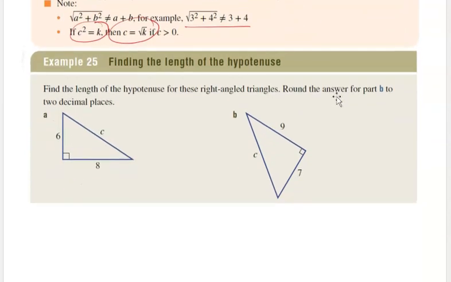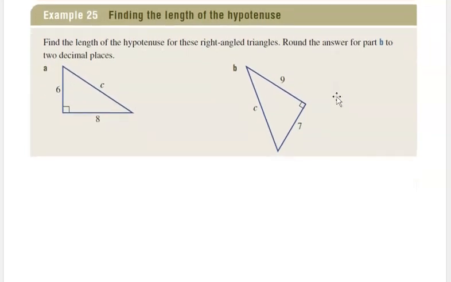So let me show you. We're finding the length of the hypotenuse. The hypotenuse is always the longest side. We read all the instructions, find the length of the hypotenuse, which is c, for these right-angled triangles, that matters, and then we're going to round the answer for b to 2 decimal places.